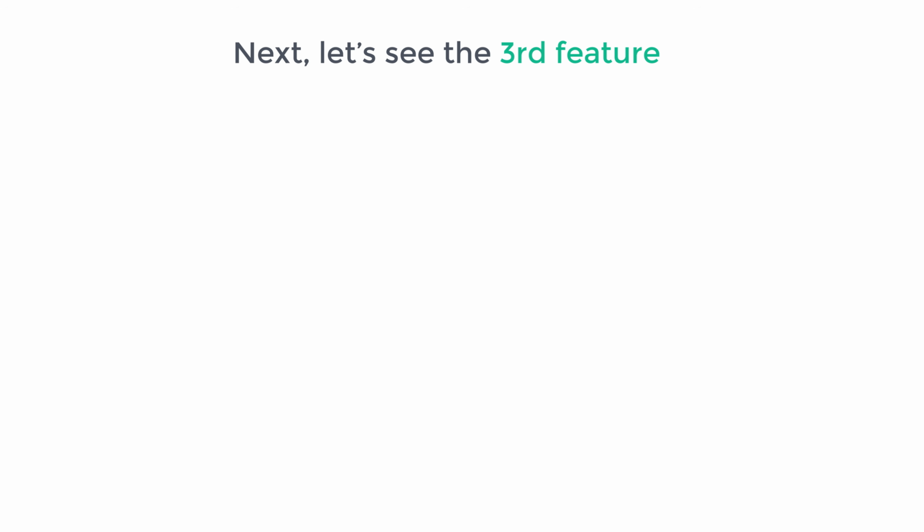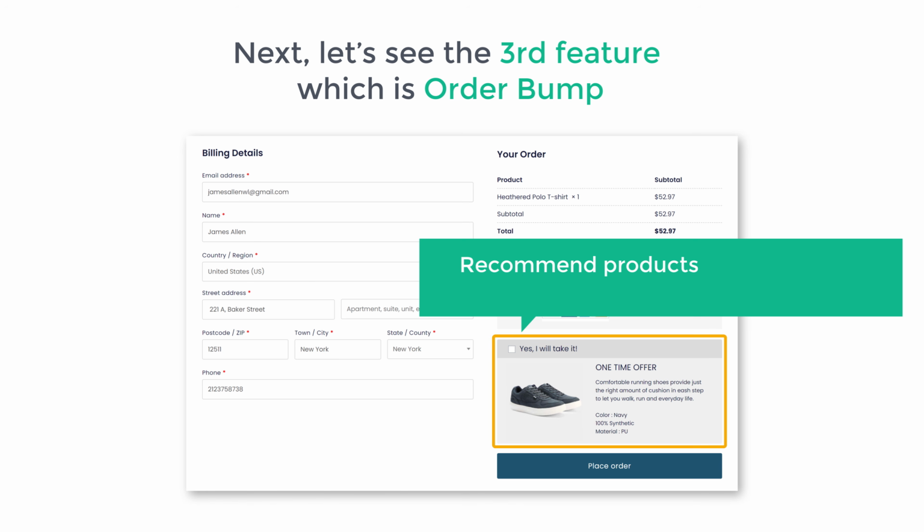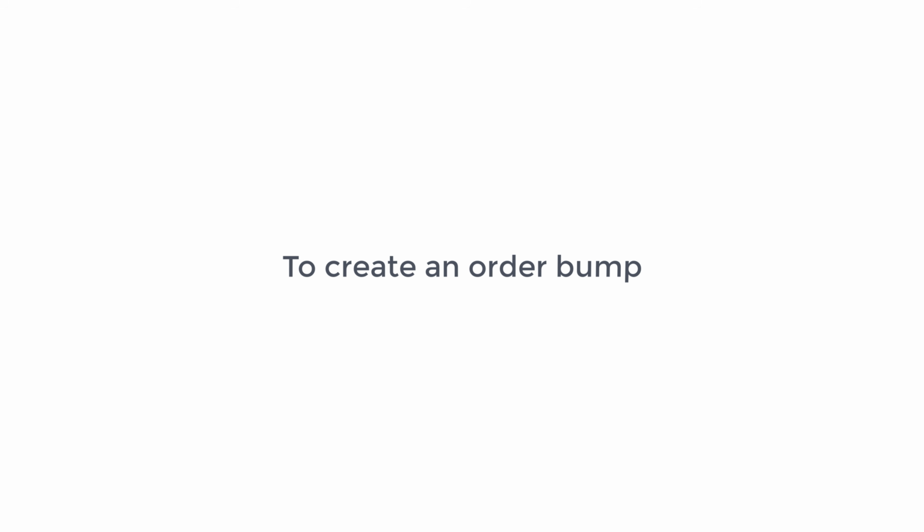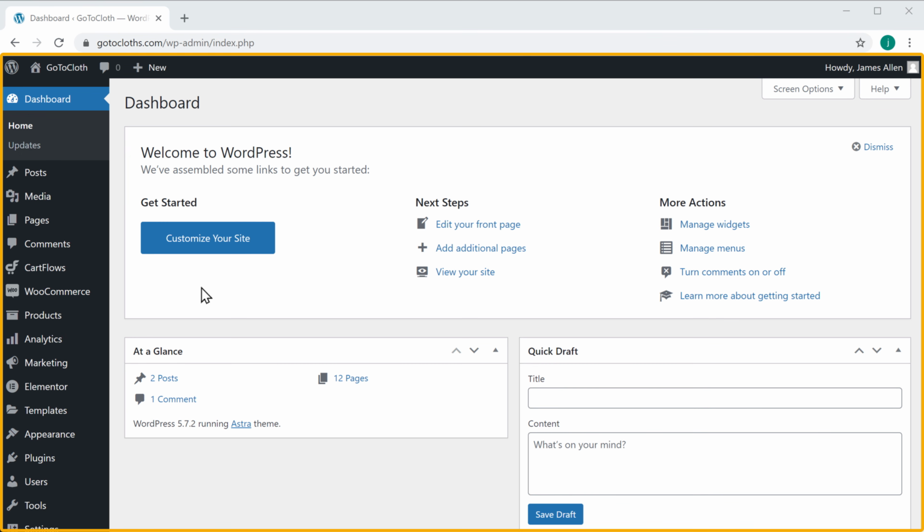Next, let's see the third feature, which is Order Bump. This feature allows you to recommend products related to your customer's order on their checkout page like this. Okay, next, let's see how you can create an order bump on your website. So to create an order bump, let's go to our dashboard.